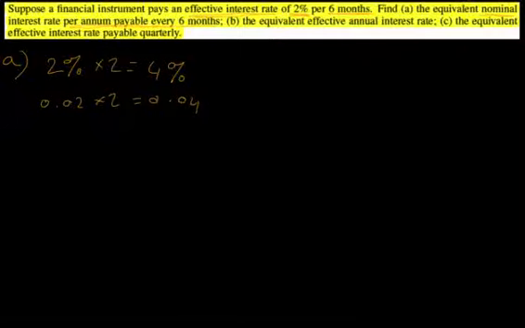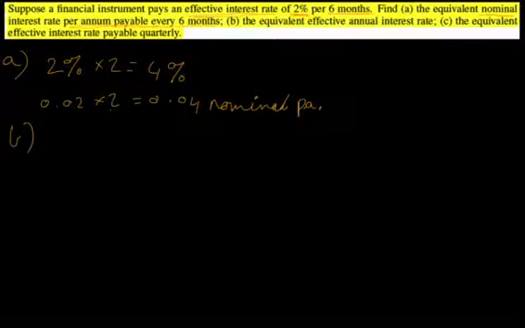Okay, so this isn't the amount you're going to get. If you invest $100, at the end of the year you're not going to get 4% on that to make it $104. You're going to get 2% every 6 months. So this is a nominal rate. Very important to know that this is a nominal annual rate, whereas this 2% is effective.